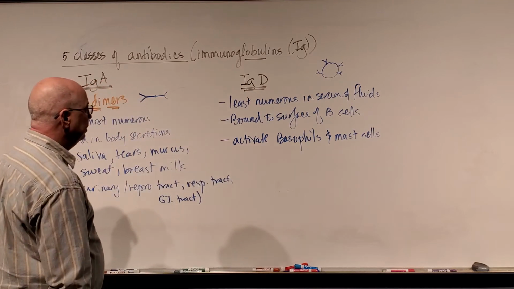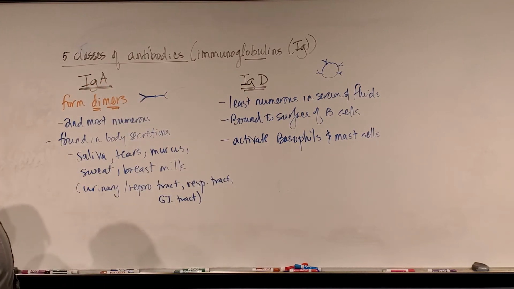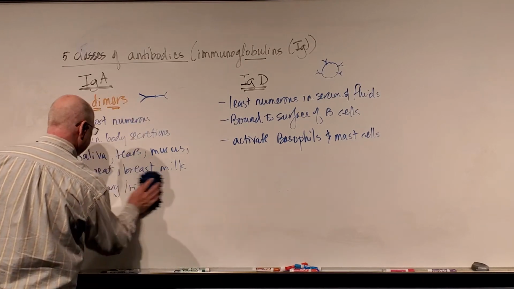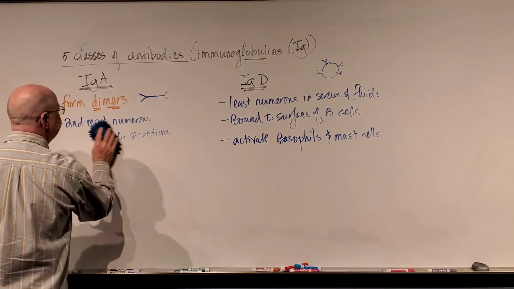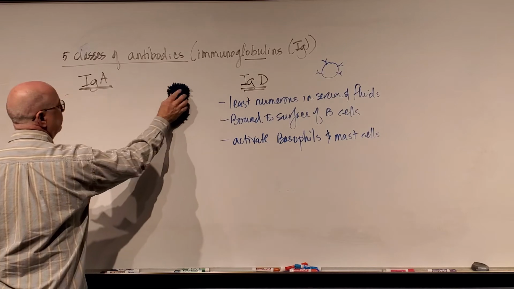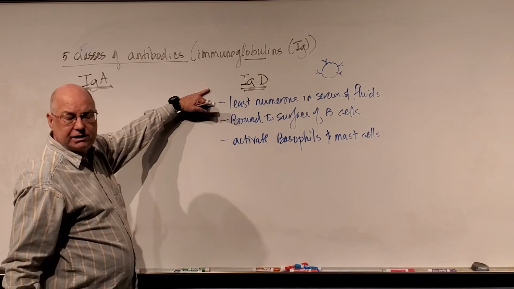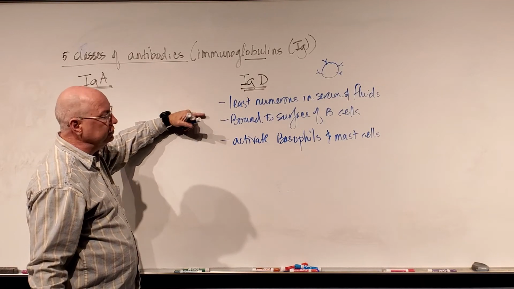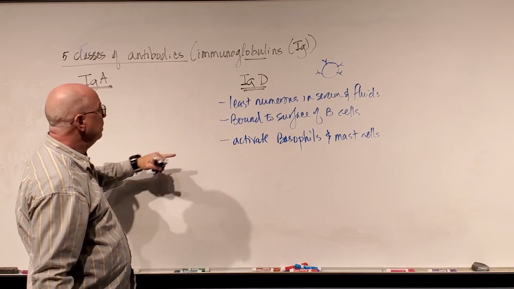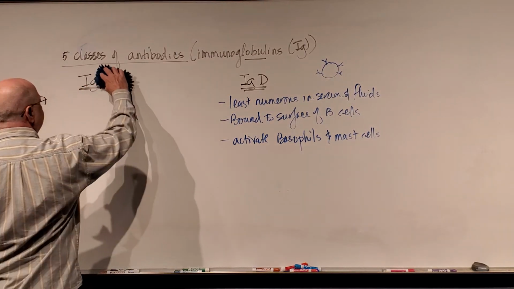So now I'm going to erase IgA because I'm running out of board space, and I'm going to add the next one, which is called IgE, or immunoglobulin E. By the way, IgD tends to be on the surface of cells, or it's usually a monomer. It's only IgA that forms dimers.